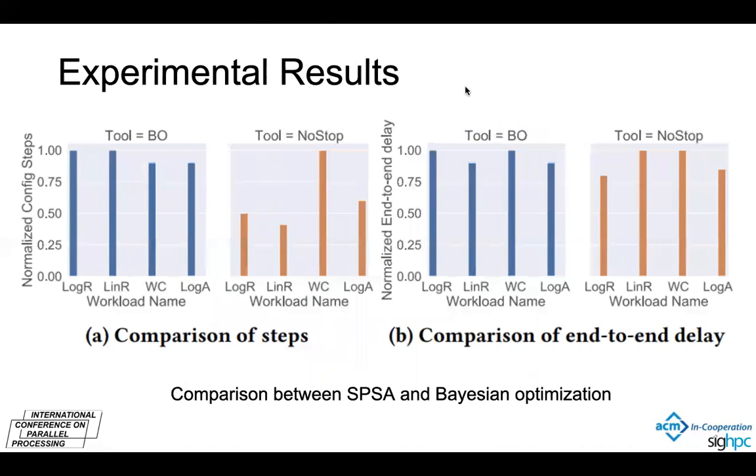And these 2 figures are the comparison between SPSA and the Bayesian optimization. The final optimization results are comparable, but the search time and iteration steps of SPSA are less than those of Bayesian optimization, which clearly illustrates the runtime efficiency of NoStop.